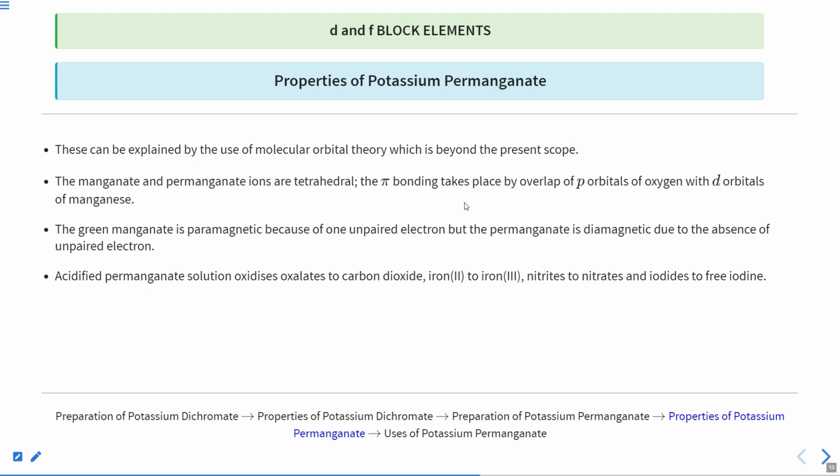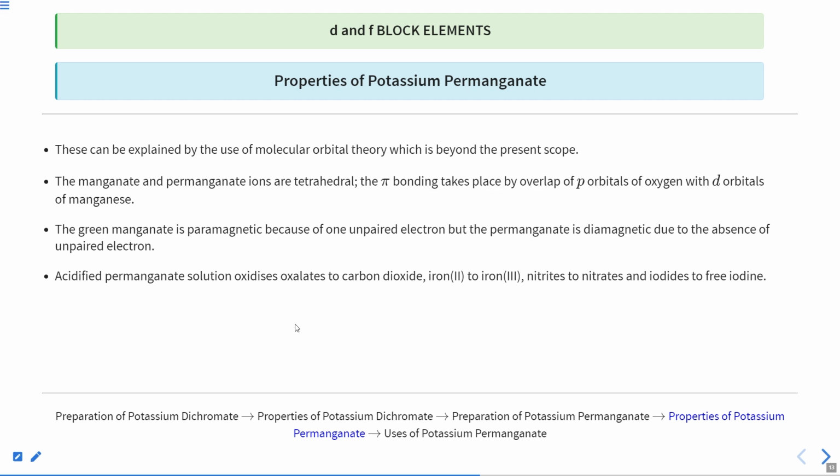Now this structure can only be explained with the help of MOT, which is beyond the scope of this class syllabus. Permanganate and manganate are tetrahedral. If I talk about the bonding, the pi bonding takes place by overlap of the p orbital of the oxygen atom with the d orbital of manganese. This is called synergic bonding, as happens with carbonyls. We will see this in the next chapter on coordination compounds, where there is synergic bonding between the metal and the ligand. The metal is accepting and, at the same time, donating electrons also.